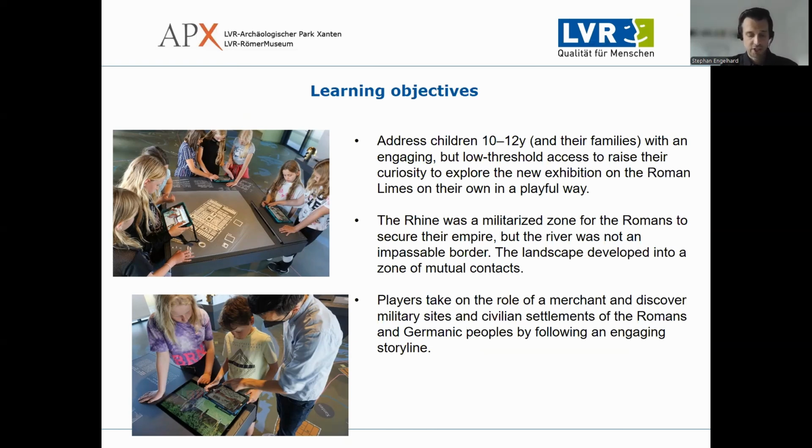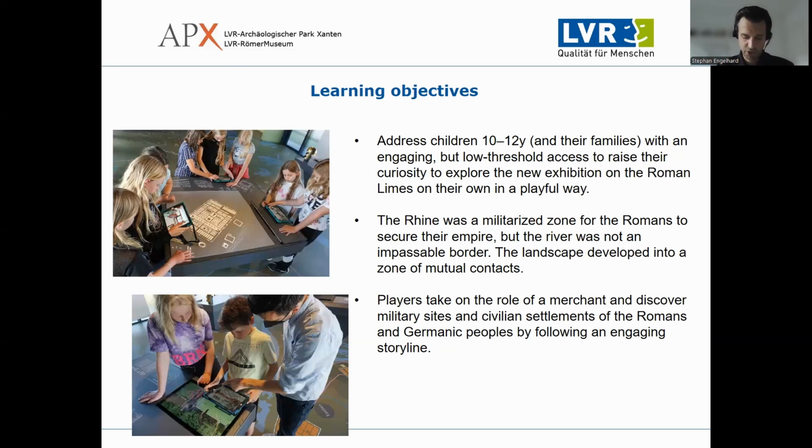A main learning objective is to convey that the Rhine served as a border and the area was a militarized zone for the Romans to secure the empire, but at the same time the river was not an impassable border. The ancient landscape developed into a zone of mutual contacts where Romans and Germanic people were trading and Roman soldiers worshipped a Germanic goddess.